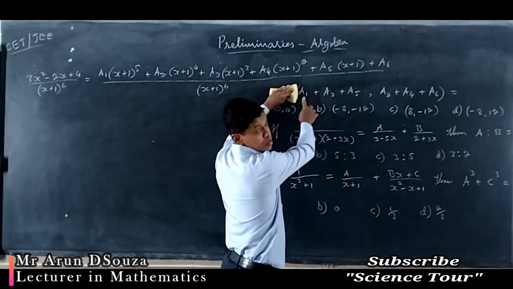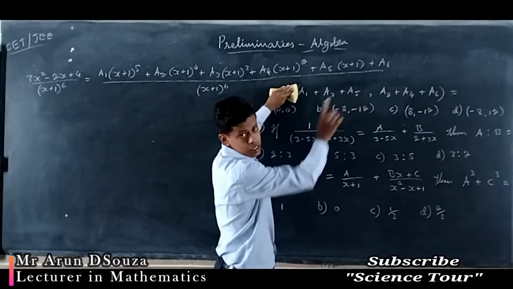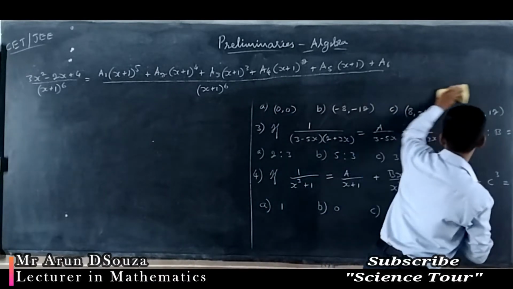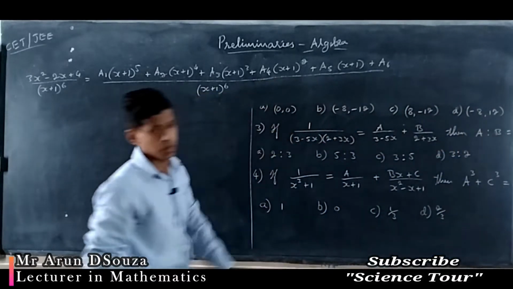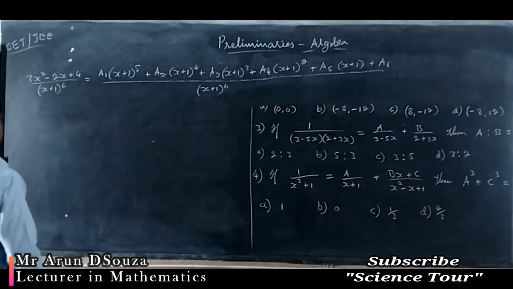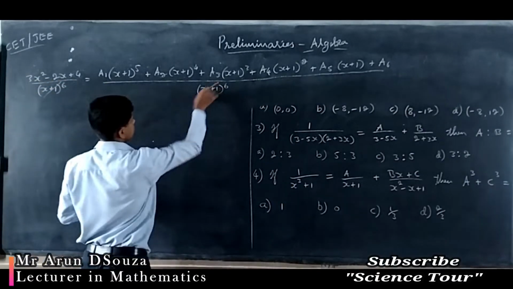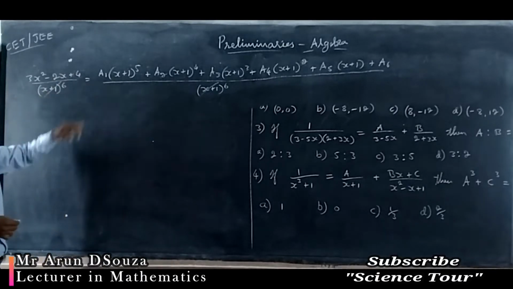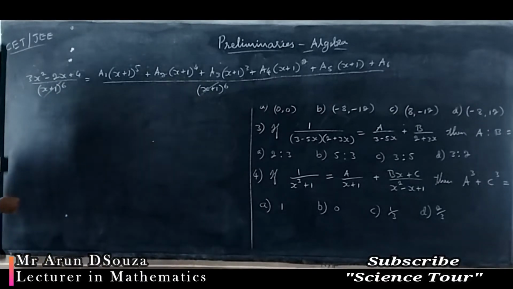Yes, then we need A1, A3, A5, A2, A4, A6, remember. Odd first and then even. Well, now what we can do is, the denominator obviously gets cancelled, only the numerator remains. In the numerator, what are we doing?